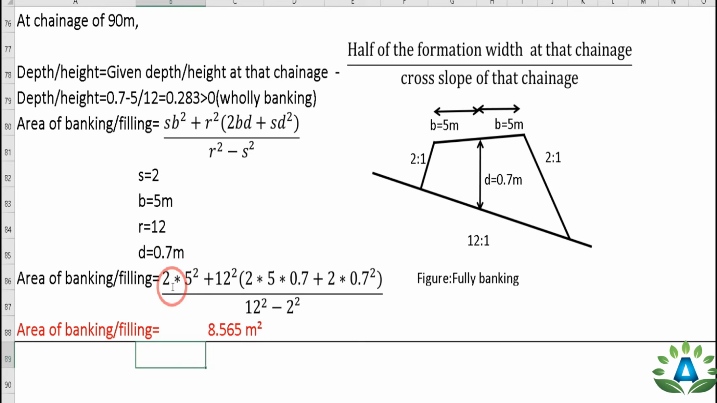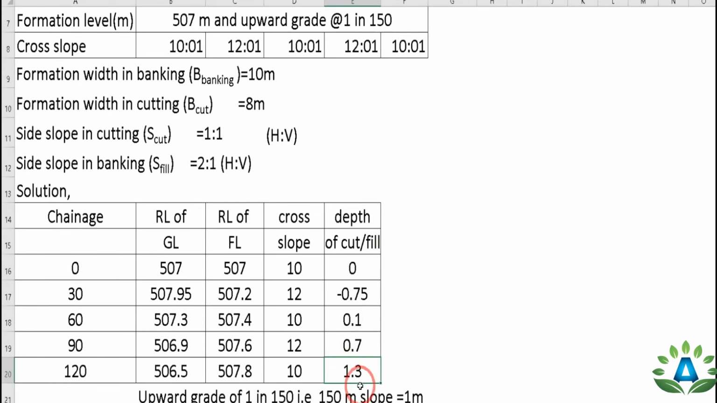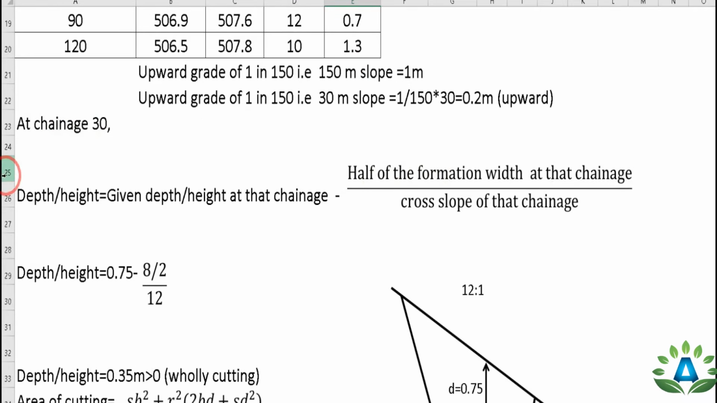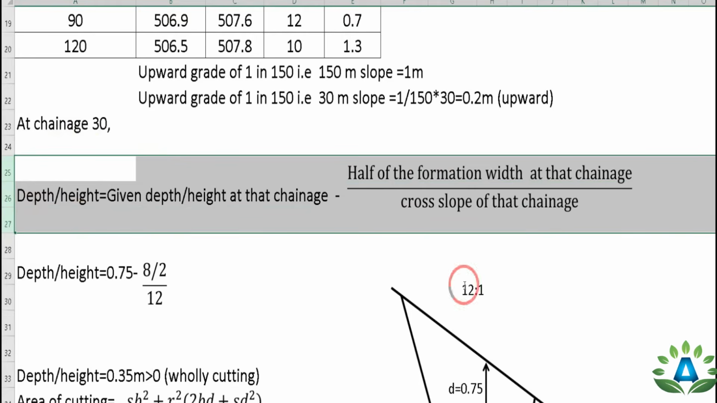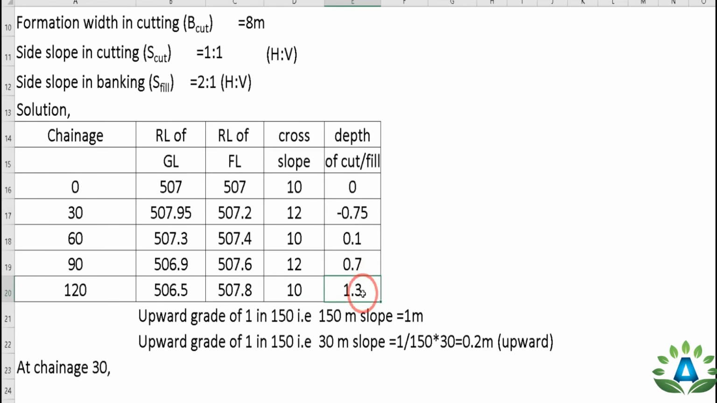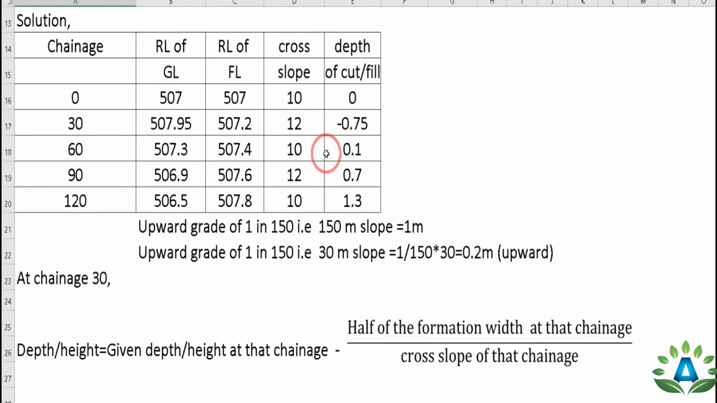Now we need to calculate the area of cutting or filling at the chain edge of 120 meter. Here at the chain edge of 120, we have this depth of the fill, that is 1.3 meter, and we have the cross slope as 10:1, that is R equals 10. Here also we need to do the same step, that is firstly we need to check whether it is cut or fill by using this formula. And here we have the depth of 1.3. So this given depth equals 1.3 meter. Here at the chain edge of 120, we have this as positive.